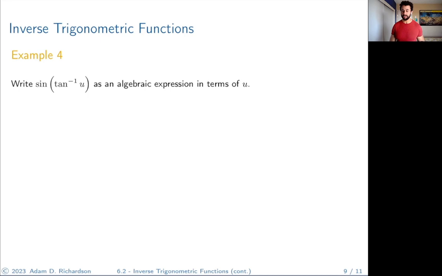Okay, one more example, and then that's actually it. So you try this one on your own as well, and then we'll do it together. Write sine of tangent inverse of u as an algebraic expression in terms of u. And just a reminder, an algebraic expression just means you don't have any trig functions involved. You've only got stuff like numbers and square roots and powers, that kind of thing, but no trig functions.